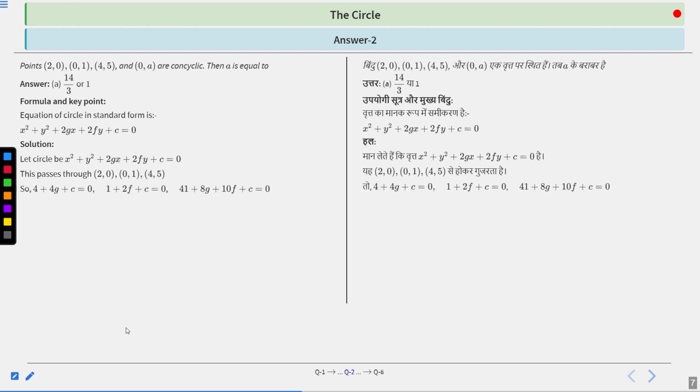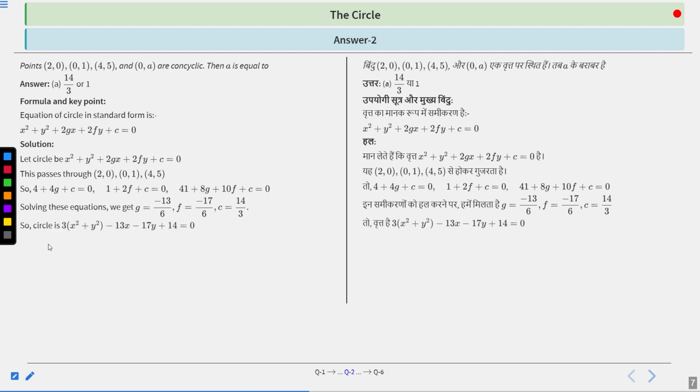Clear? So 4 plus 4g plus c equal to 0 and 1 plus 2f plus c equal to 0. Got it? So we will get 41 plus 8g plus 10f plus c equal to 0. And we got these three equations by putting the values of (2, 0), (0, 1) and (4, 5). After solving this, you will get g equal to minus 13 by 6, f equal to minus 17 by 6, and c equal to 14 by 3.